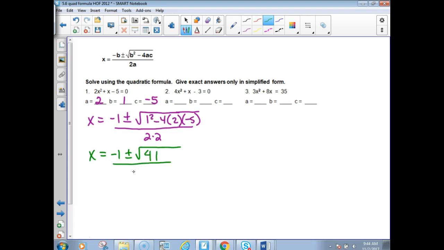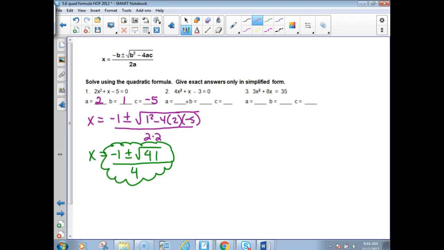And then on the bottom we have 4. You can't do anything else. You can't simplify this. There's no perfect square number that divides into 41. So this is the answer, and that is 2 answers. You don't need to separate them. I will take it just like this. Done. Now, not all of them are done at that stage, okay? So we have to simplify as much as we can.